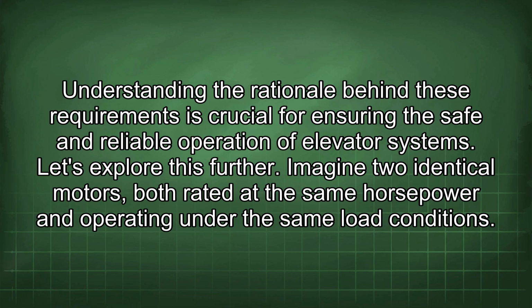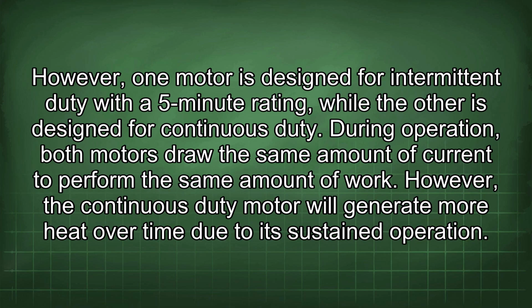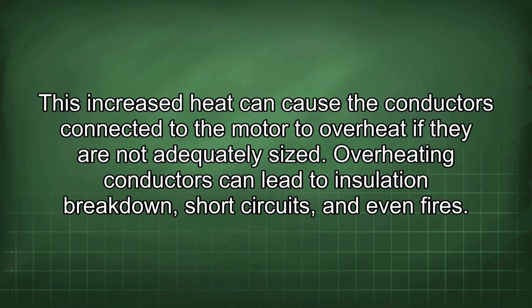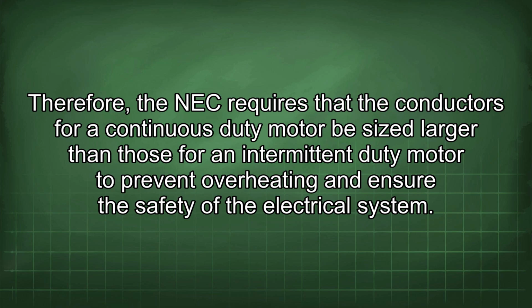Imagine two identical motors, both rated at the same horsepower and operating under the same load conditions. However, one motor is designed for intermittent duty with a 5-minute rating, while the other is designed for continuous duty. During operation, both motors draw the same amount of current to perform the same amount of work. However, the continuous duty motor will generate more heat over time due to its sustained operation. This increased heat can cause the conductors connected to the motor to overheat if they are not adequately sized. Overheating conductors can lead to insulation breakdown, short circuits, and even fires. Therefore, the NEC requires that the conductors for a continuous duty motor be sized larger than those for an intermittent duty motor to prevent overheating and ensure the safety of the electrical system.